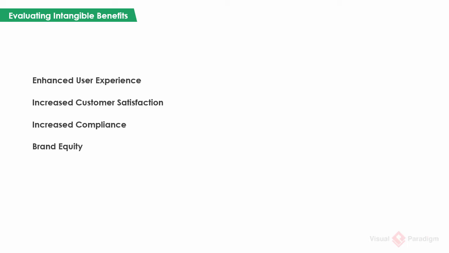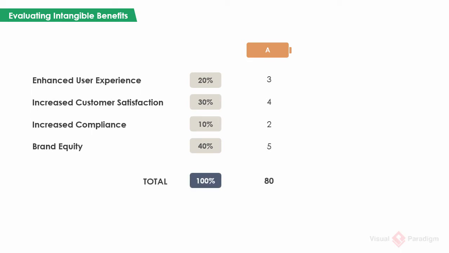To evaluate the intangible benefits of possible solutions, a weighted evaluation will be performed. Firstly, identify the criteria as needed. In this example, we have enhanced user experience, increased customer satisfaction, compliance, and brand equity. Then, choose a weighting between 0 and 100% for each of the criteria. Make sure the total weighting is 100%. Then, rate each solution between 1 and 5 for each criterion, with 1 as the lowest rating, 5 as the highest. The weighted average rating for each solution will be obtained.